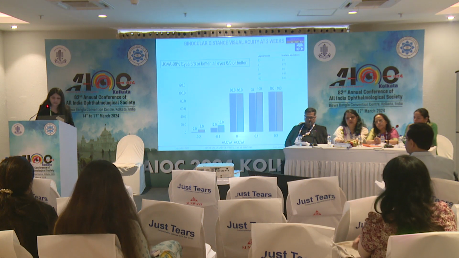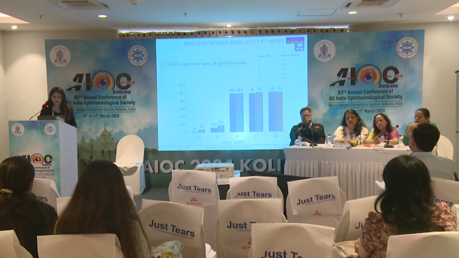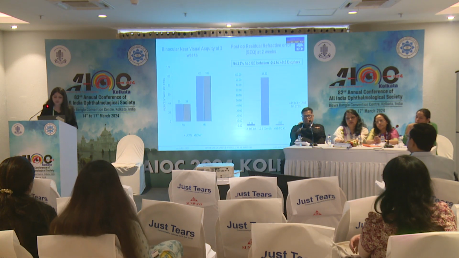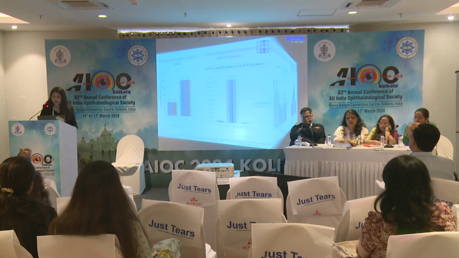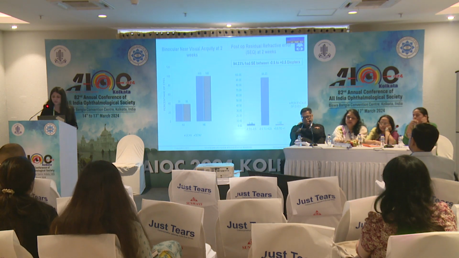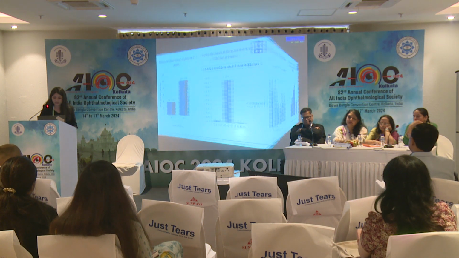So we can see here in terms of binocular distance unaided visual acuity at 2 weeks, 98% of the eyes had 6/6 or better vision, and all eyes had 6/9 or better vision. We also studied the near visual acuity, where all the patients had a near visual acuity of N6 or better, and some of them, like 39% of the patients, had a vision of N5 also. The spherical equivalent lay between -0.5 to +0.5 diopters in 94.23% of the patients.